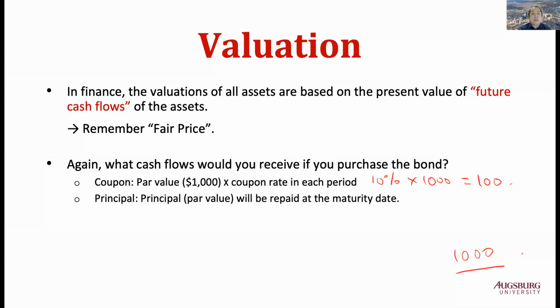Now let's find the value of the bond. As we learned in chapter 4, the value of any asset in finance is the sum of the present values of the future cash flows. It is called the fair price. Again, what cash flows would you receive? Coupon and par value.